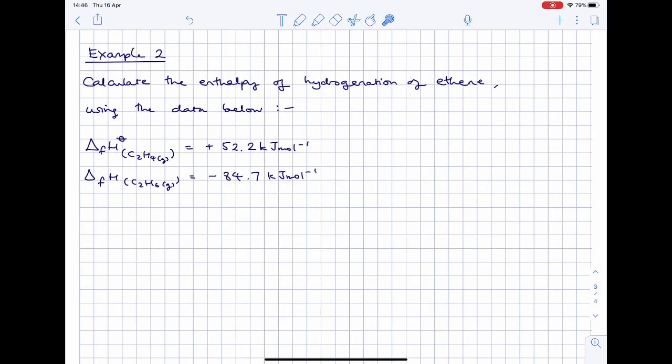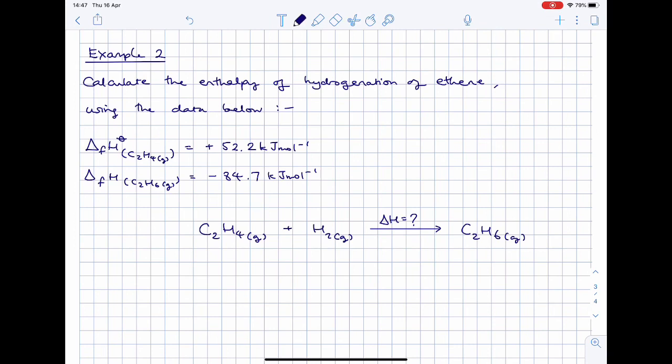So let's look at the second example where we want to calculate the enthalpy of hydrogenation of ethene, and we give enthalpy formation data again. So the first thing we're going to do is write the equation for the reaction we want to work out the enthalpy change for, which is the hydrogenation of ethene. So we start with ethene. We're going to add hydrogen. We're going to get ethane as the product. So this is the enthalpy change I want to work out for, which is a hydrogenation reaction.